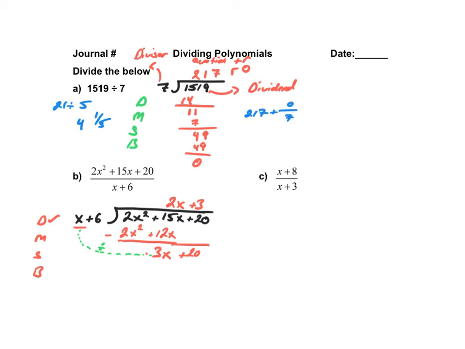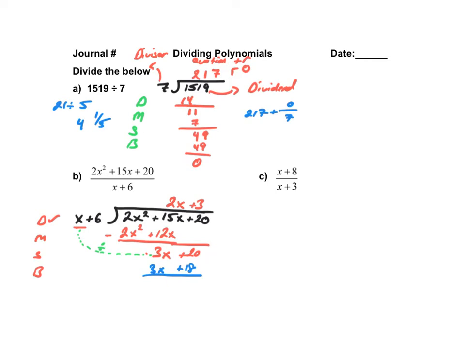Now my multiplication. 3 times x plus 6. 3 times x is 3x, and 3 times 6 is 18. Everybody see where I got that 3x plus 18 from? We're good? I multiplied the 3 that I just divided, 3 times x and 3 times 6, and that gave me that. It's basically like distributing 3 times x plus 6. So far, so good? All right.